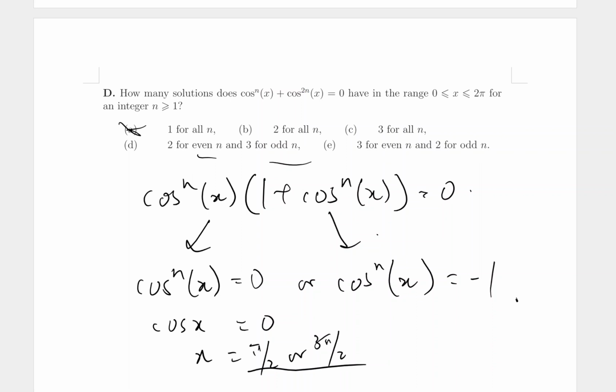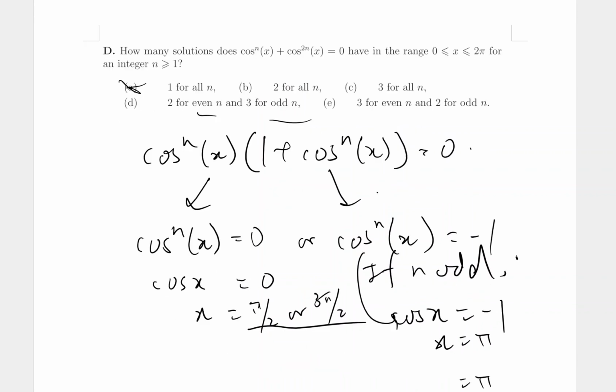So n is odd. If n is odd, then cos x has to be -1, right? That's implying that. Has to be, right? So cos x = -1, x = pi. That's the only solution, right? x = pi. So in that case, when n is even, this thing does not have any solutions. Okay, so when it's even, I have two solutions, and when it's odd, I have three solutions because pi is also a solution here. All right, so the answer is D.